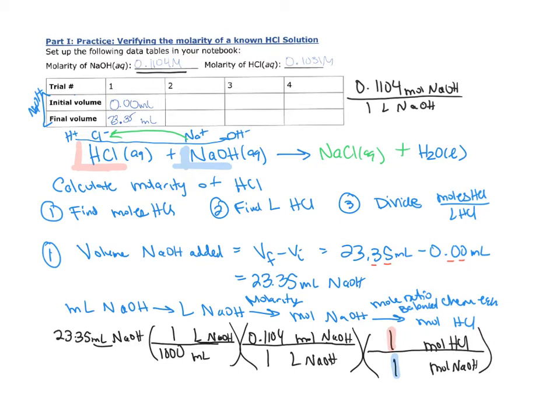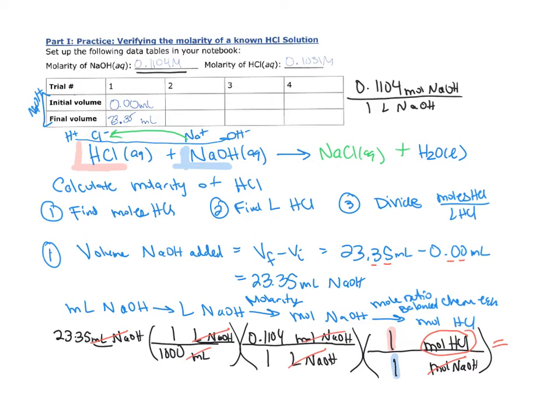And now let's double check that the units cancel. Milliliters of NaOH cancel, liters of NaOH cancel, moles of NaOH cancel. Left with moles of HCl, and that is indeed what I want. On my calculator, remember, we go across, upstairs multiply, downstairs divide, multiply, divide, multiply, divide. Multiplying and dividing by 1 does nothing to the number, so we can ignore that.